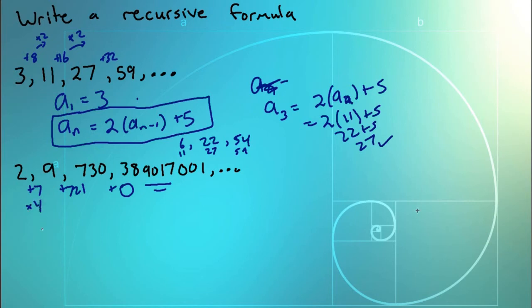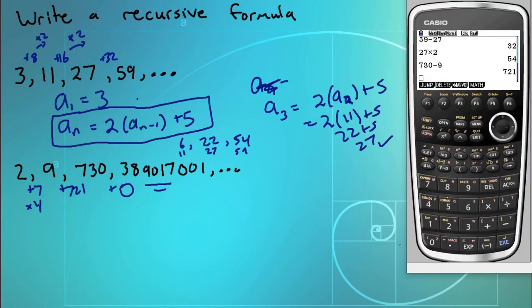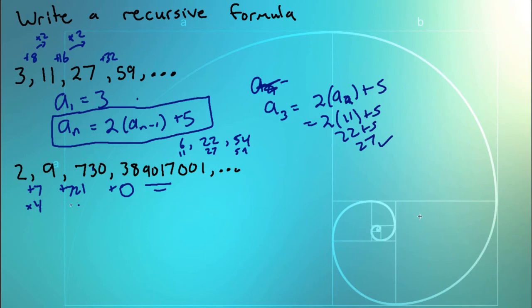And what do I have to multiply 9 by to get close to this 730? Let's see. So 730, let's go ahead and divide that by 9. See what we get. 81. So if I did 9 times 81, what do I get? 729. Oh, almost. So if I did times, what was it, times 81?